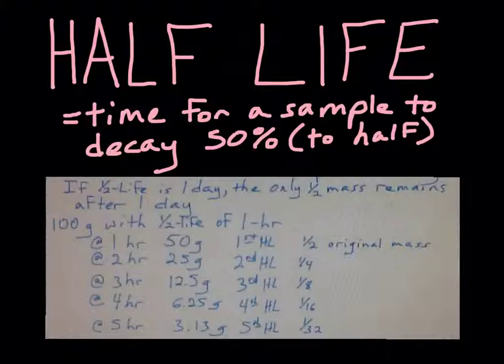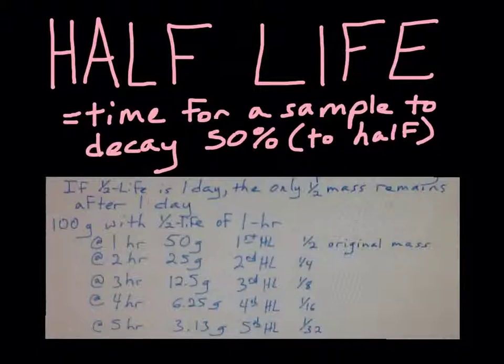So, for example, if the half-life of a sample is 1 day, that means that half of the original mass will remain after 1 day has gone by. Okay, what if we had a sample of 100 grams and it had a half-life of 1 hour? That means that after an hour, there would be only 50 grams left. That's 50% of the original sample of 100.